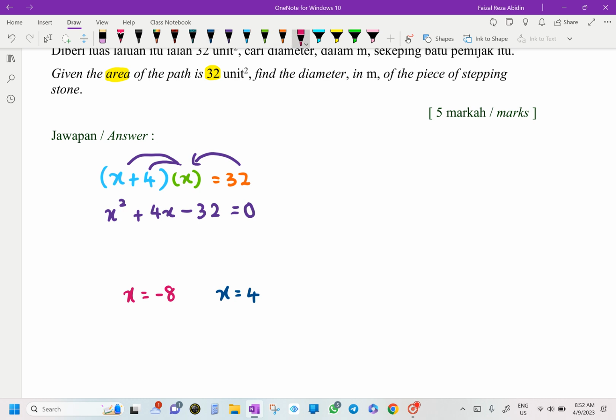Okay, so from below, we are going to get to upwards over here. Your factorization is going to be x plus 8 and x minus 4 equals to 0.